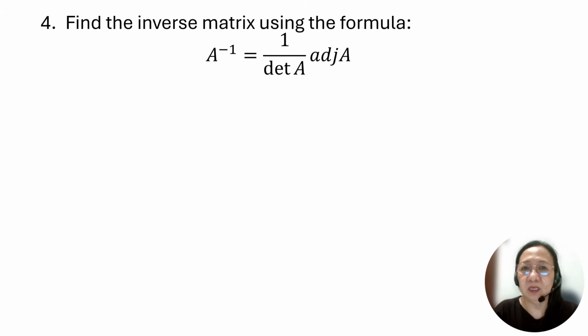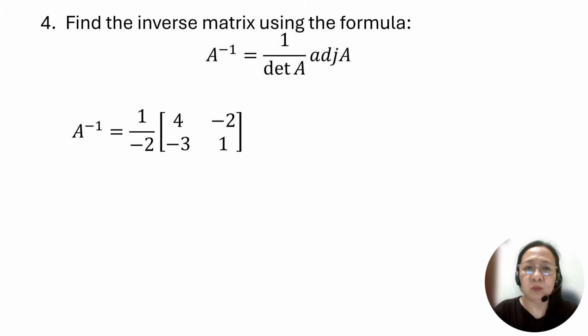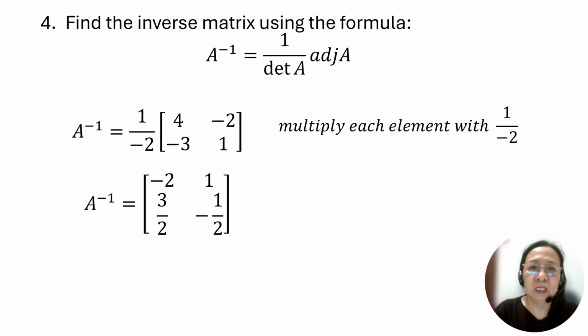Then the last part will be the application of the formula. The inverse of A is 1 over the determinant of A times the adjoint of A. So we all know that our determinant is negative 2. So we have to substitute the determinant of A, which is negative 2, and our adjoint of A, which is 4, negative 2, negative 3, 1. So we have to apply the distribution and multiply each element by negative 1 half. So negative 1 half times 4.